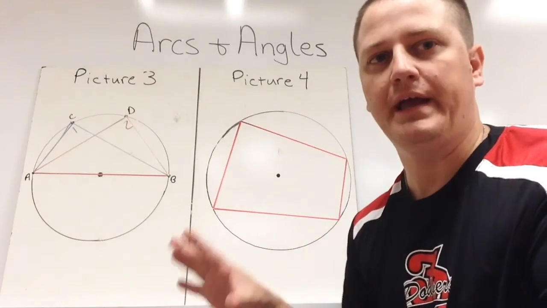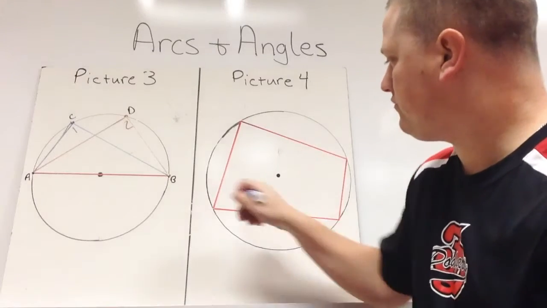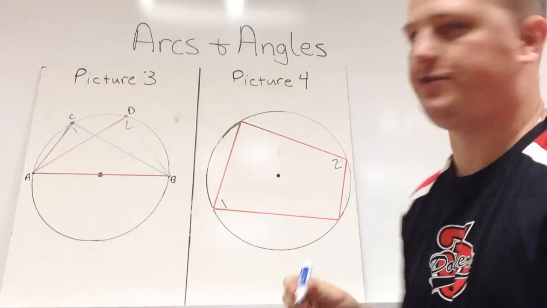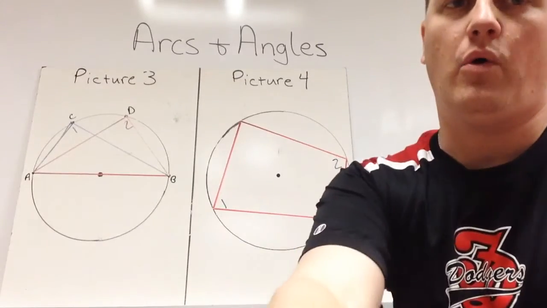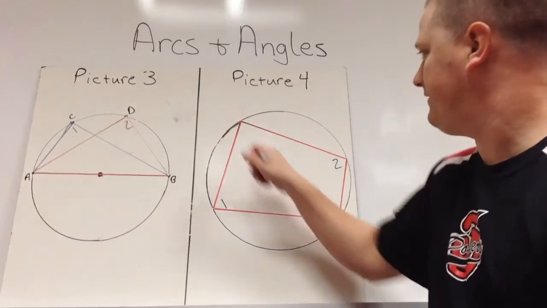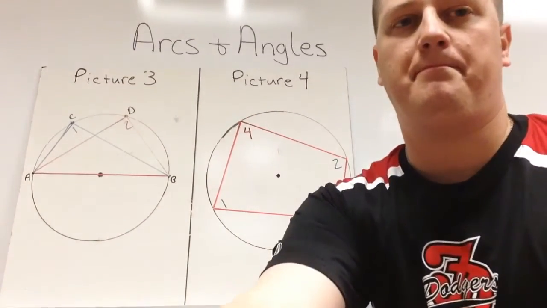What we're going to do is compare the opposite angles. So we want to compare angle 1 to angle 2. Or if you would prefer, you could compare angle 3 to angle 4 and see if there's a relationship.